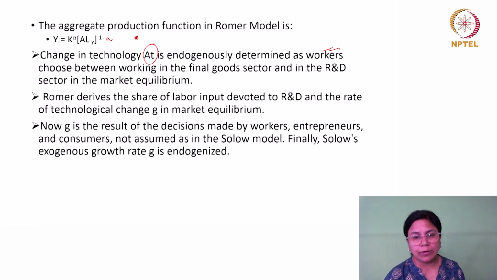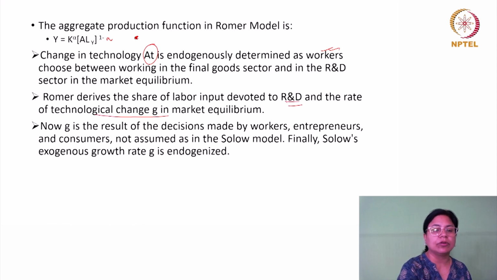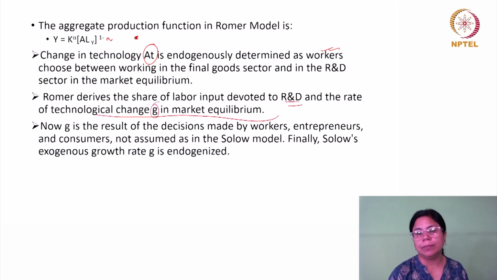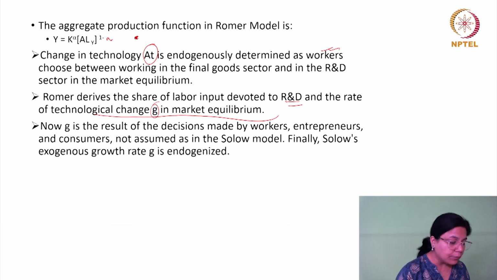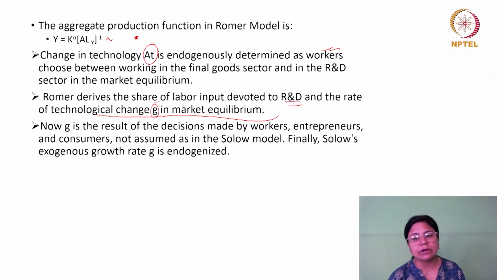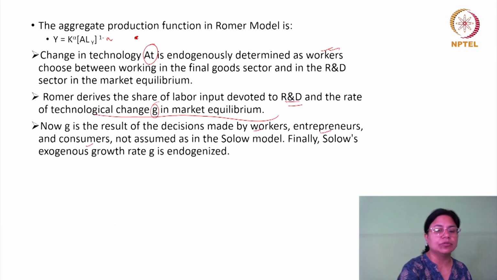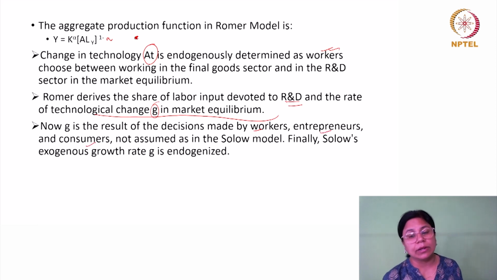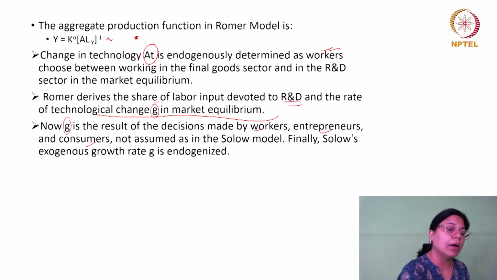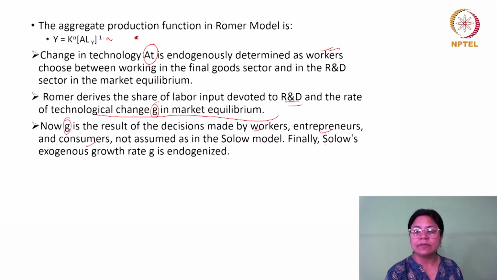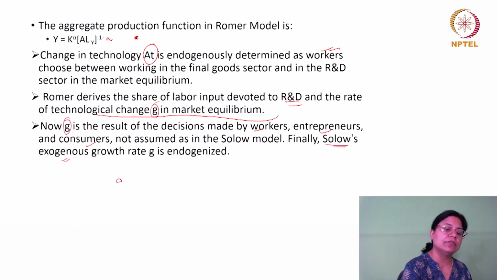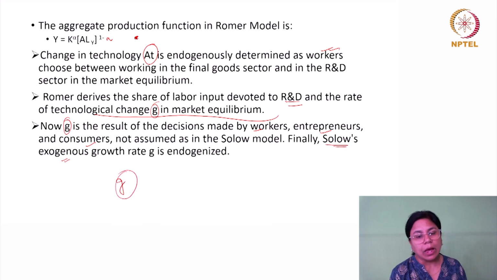So Romer derives a share of labor input devoted to R&D and the rate of technological change, G, in the market equilibrium. So there is a direct relationship between the input to the R&D sector, in the form of the labor now devoted there. Now G is the result of a decision once again made by the workers, entrepreneurs and consumers, which is not as it was assumed in the case of the Solow model. It is now an outcome of certain actions. So as a result, what happened? The Solow model, which treated G, the growth rate of technology, as exogenous, has now been endogenized. And how is it being endogenized? By talking about an R&D sector where these new ideas are coming into the picture.